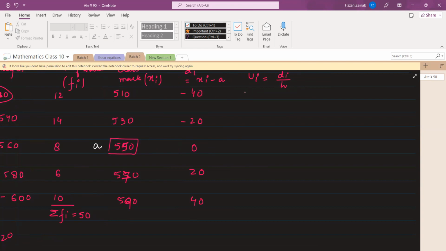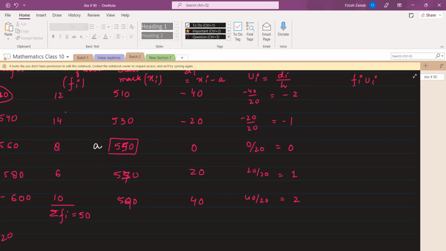So minus 40 divided by 20, right? So here minus 20 divided by 20, 0 by 20, 20 by 20, 40 by 20. So this is minus of 2, right? And this is minus of 1. This is 0, 1, and 2. Clear? This is your ui. Now you have to multiply fi into ui, which is your final, which actually you want.